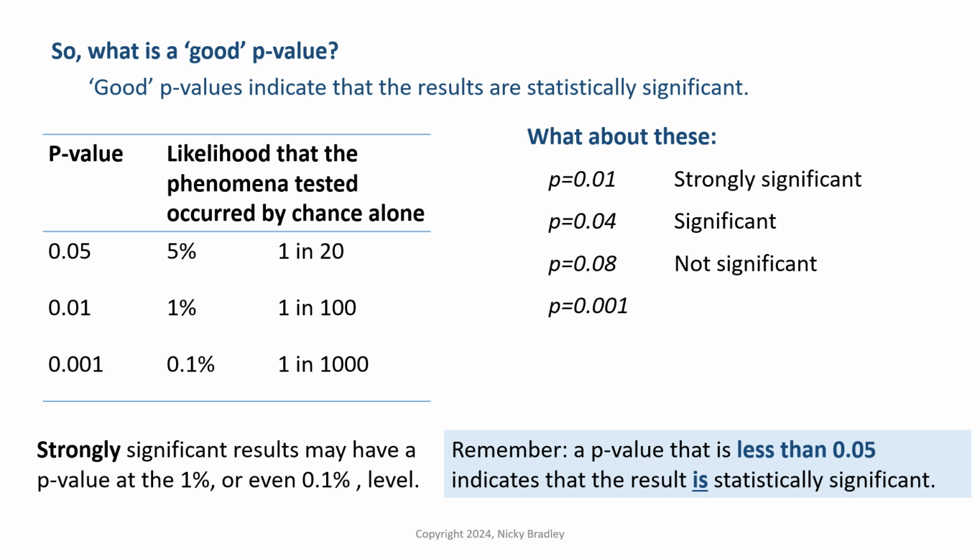P equals 0.001. Yes, of course, we've got that on the left there, haven't we? That is a 1 in 1,000 chance, that probability that those results were due to chance alone. So therefore, we would say this is very strongly significant. We might just say strongly significant. Okay, P equals 0.14. Is that more than 0.05 or less? It's more, isn't it? It's greater than 0.05. Therefore, these results are most definitely not significant.